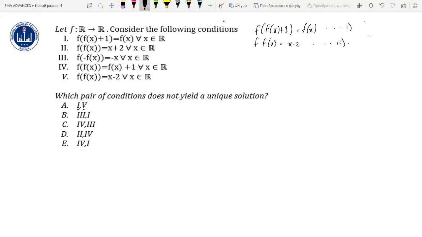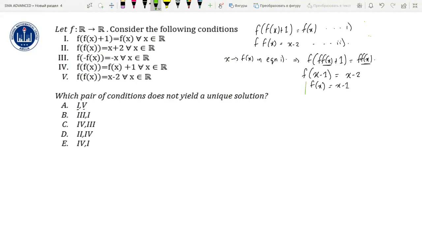So the best thing I could think of was to replace x with f of x in equation 1. So when we do that, what do we get? We get f of f of x plus 1 equals f of f of x. We know f of f of x from equation 2, so we can replace it back. We can replace it into this and we get that x minus 1 equals x minus 2. So we can now replace x with x plus 1 and get f of x equals x minus 1.